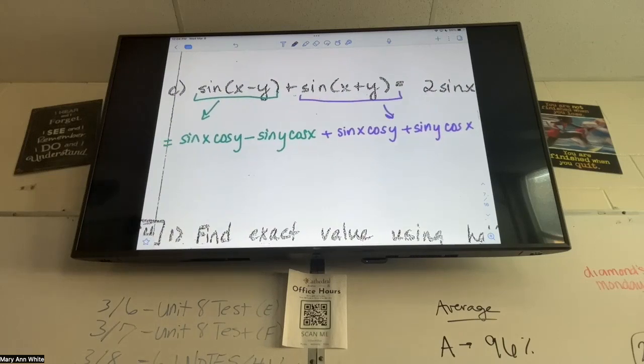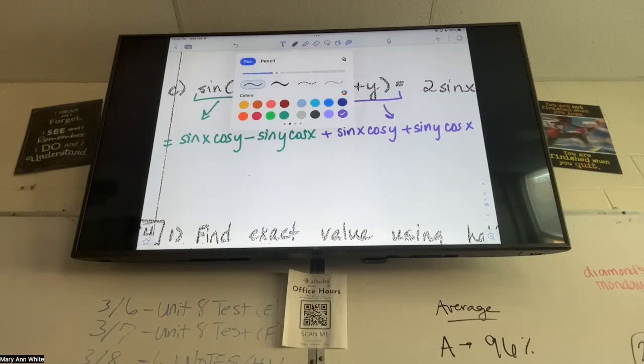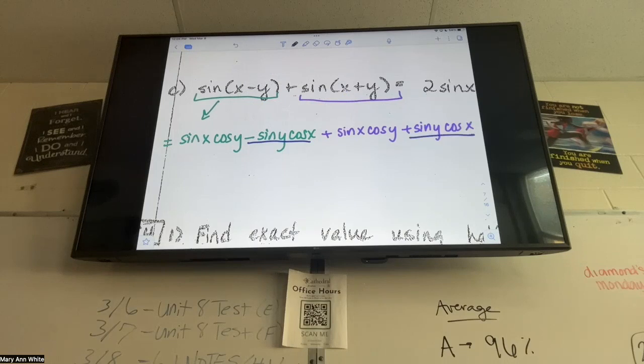All right, I did mine in different colors so you can kind of see where one starts and where one stops. So the first one became sine of X cosine of Y minus sine of Y cosine of X. And then the second set became sine of X cosine of Y plus sine of Y cosine of X. You guys okay with using the trig identities? Yeah, okay. What do you see? Can you combine anything? Can you cancel anything out? Yeah. Sine Y and cos X, one's positive, one's negative, so those are gonna go away.